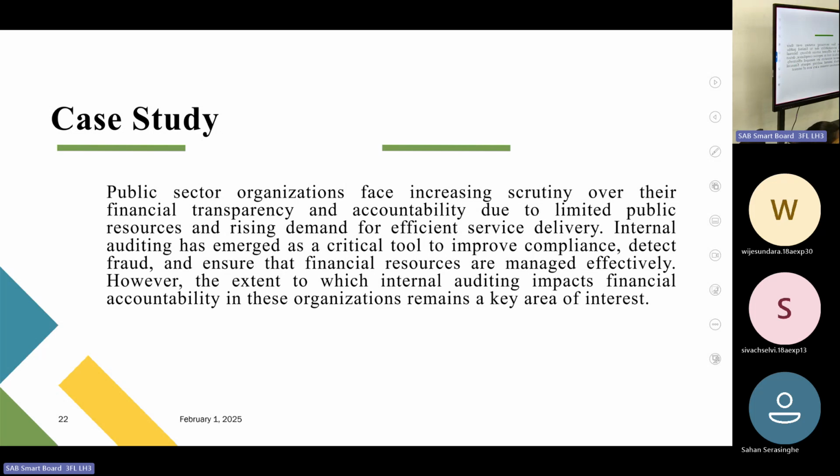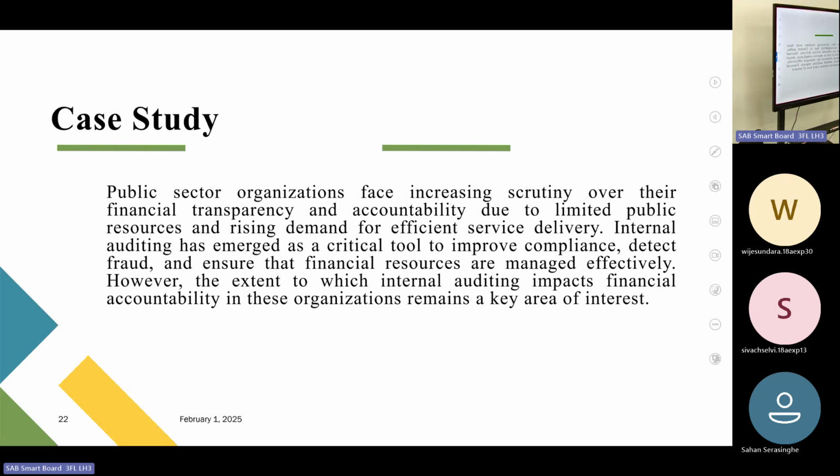Okay, tell me. Very good. Again, see here, reading the effectiveness of internal auditing in detecting and preventing financial frauds. They detect compliance, in the sense of detecting and preventing frauds, in where? Public sector organizations.